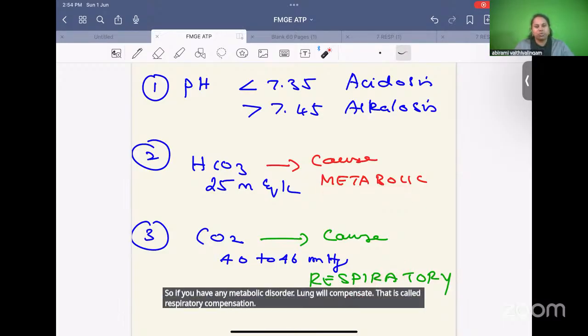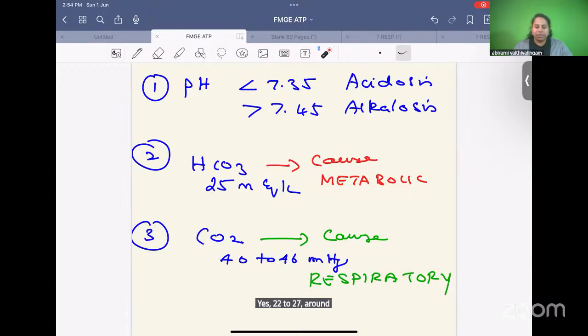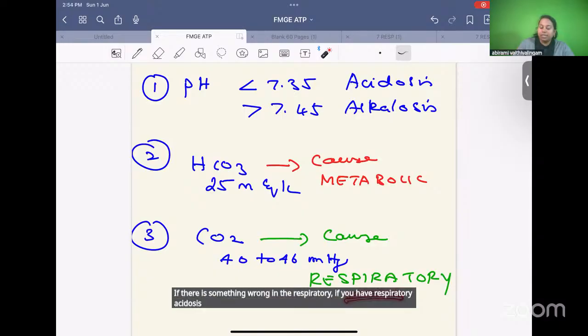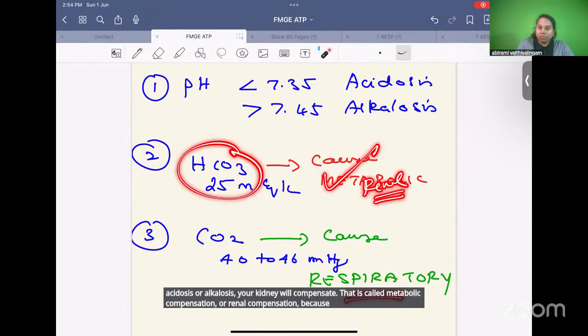22 to 27 around is the bicarbonate value. If there is something wrong in the respiratory, if you have respiratory acidosis or alkalosis, your kidney will compensate. That is called metabolic compensation or renal compensation because bicarbonate is absorbed by the kidneys.